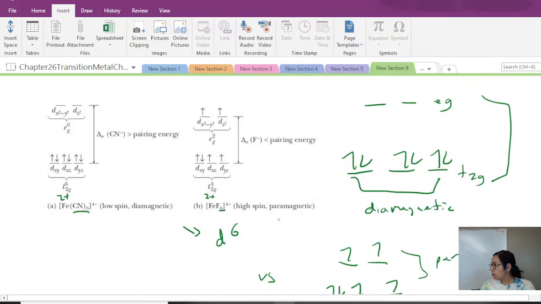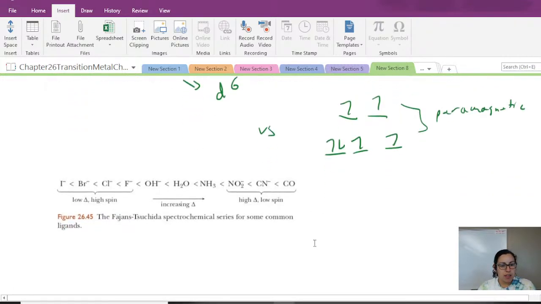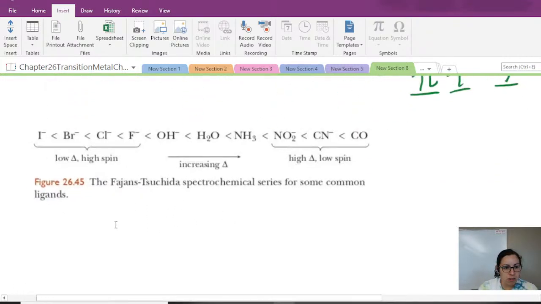And you can only determine this, like I said, experimentally, or else you're just going to be debating between these two. So you have to have some additional data. If this was on a test, you would tell us if it was high spin or low spin, or you'd say it's paramagnetic, and then you tell me whether it's high spin or low spin. And then what drives this general trend?